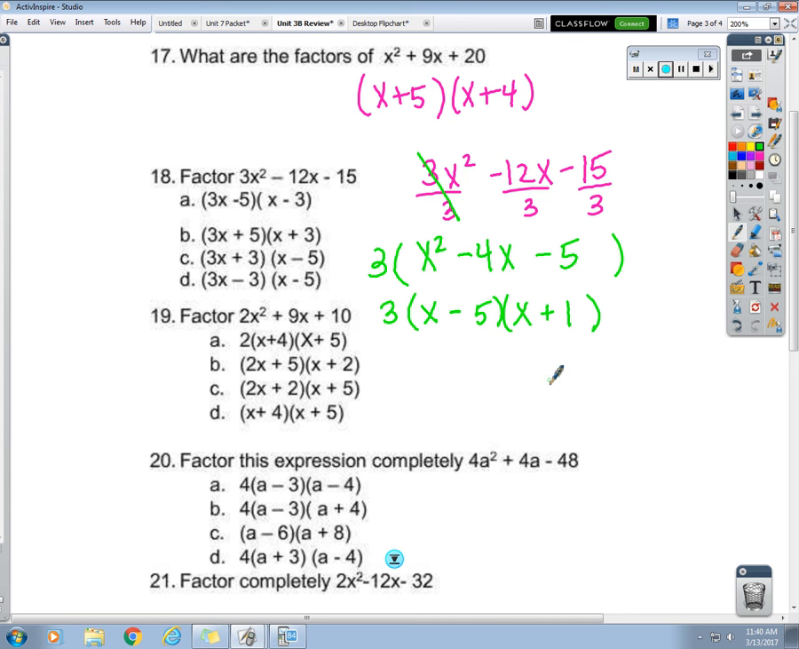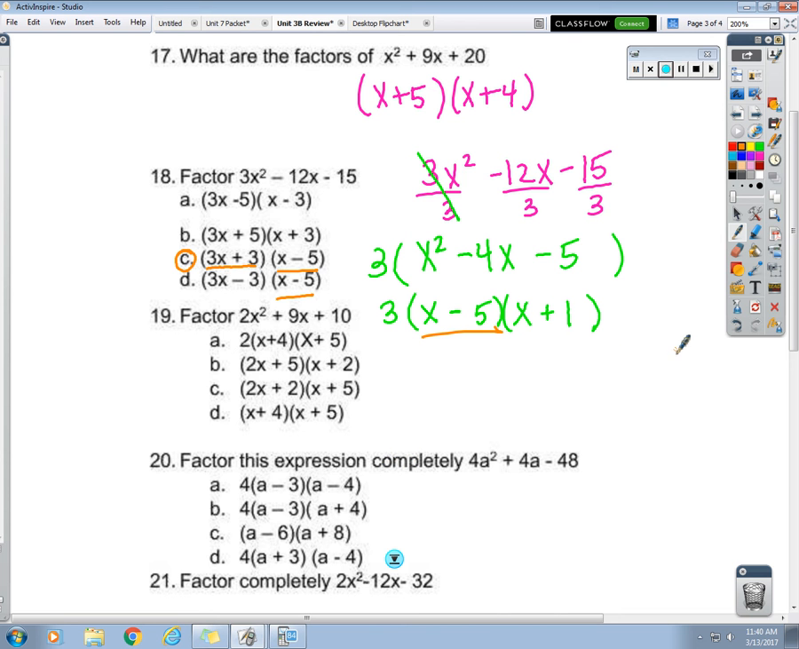But I still don't see any answer choice that looks exactly like that. So let me just show you what they did. They wrote down the x minus 5, see? But with the 3, they distributed it out to the x plus 1. 3 times x plus 1 is 3x plus 3, correct? Which is right there, so it's C.